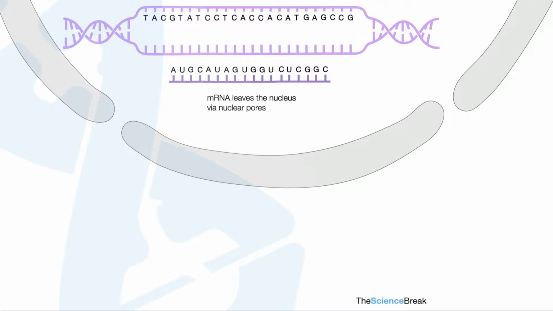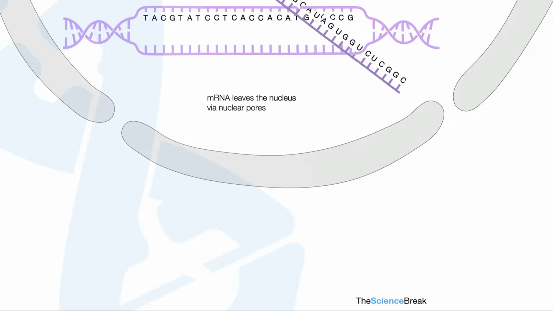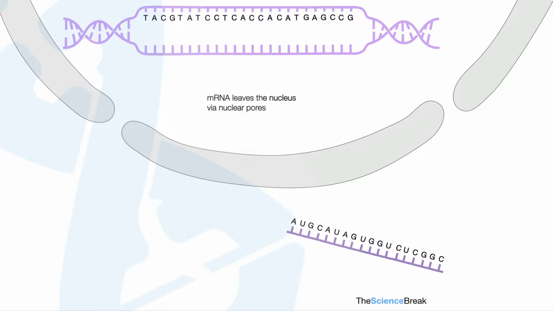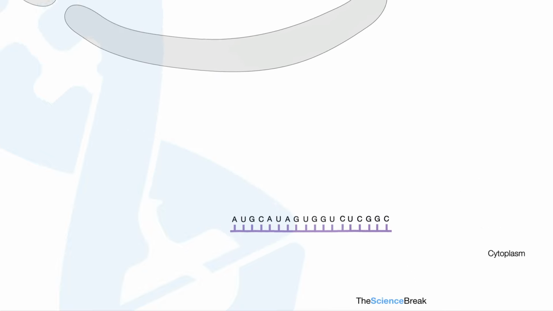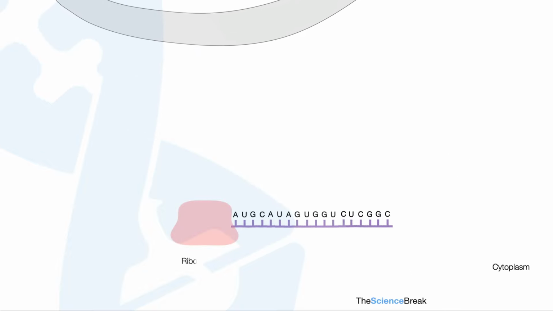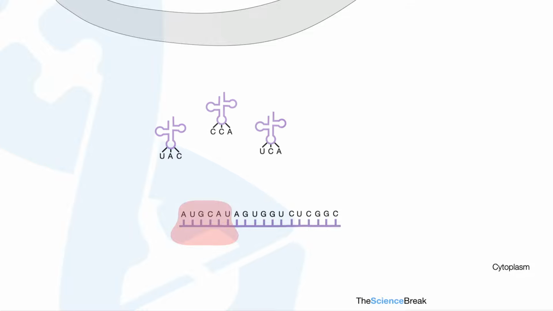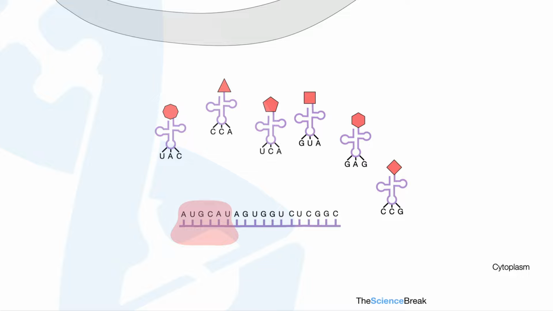The mRNA leaves the nucleus via a nuclear pore and goes into the cytoplasm. Here, it will join with the ribosome. So there's our ribosome, there's our mRNA. The mRNA will join the ribosome. We then have the involvement of our tRNA molecules, each with an amino acid bound to the amino acid binding site. So there's our tRNA with the amino acids attached.